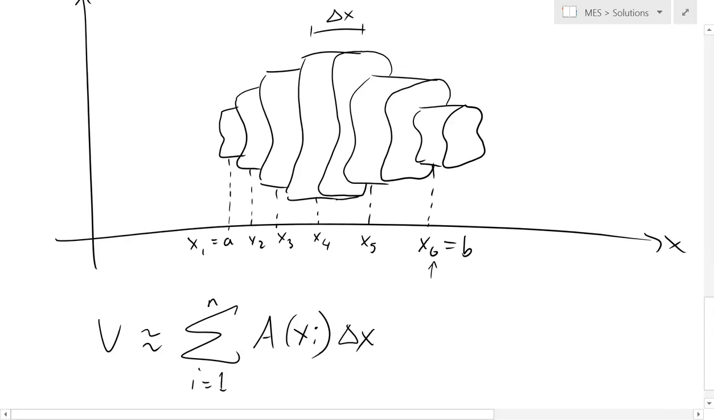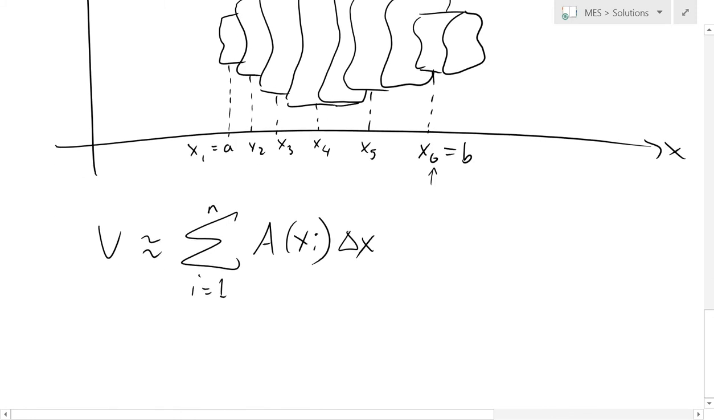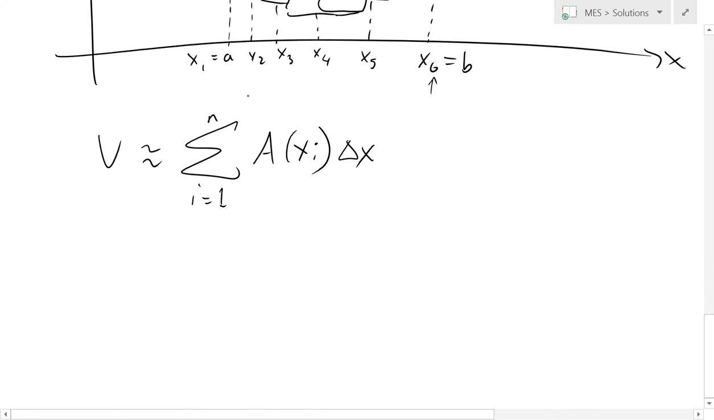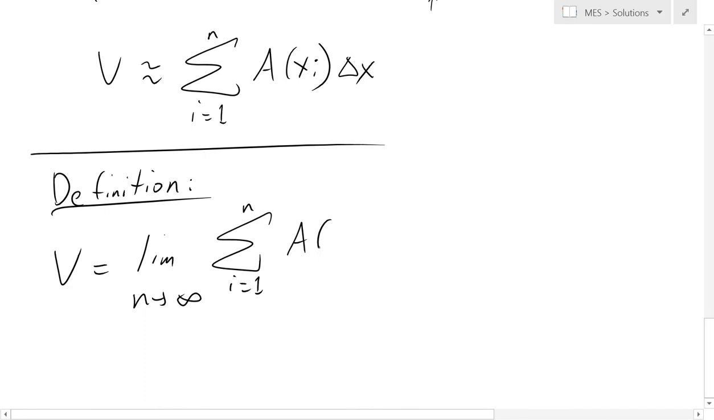Now basically, as you can see, if we were to make an infinite amount of volume segments all separated by infinitely small delta x, then that becomes closer and closer to the answer. But as you go to infinity, that is the exact answer, and that could be used as our definition of volume. So our definition is a limit: volume is equal to the limit as n approaches infinity of this same summation up top, i equals 1 up to n of A(xi) delta x right here.